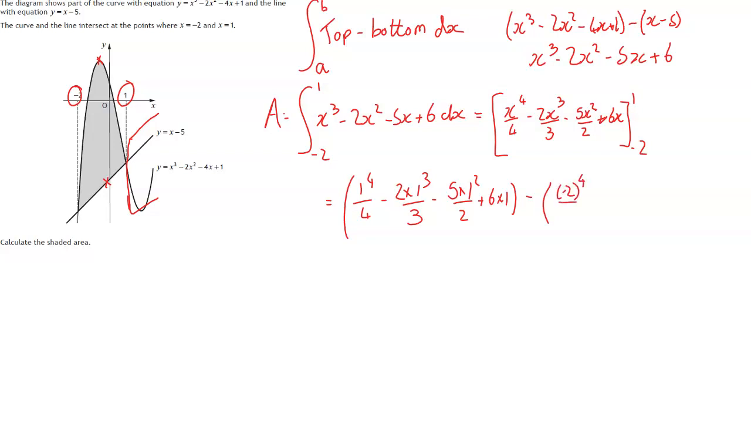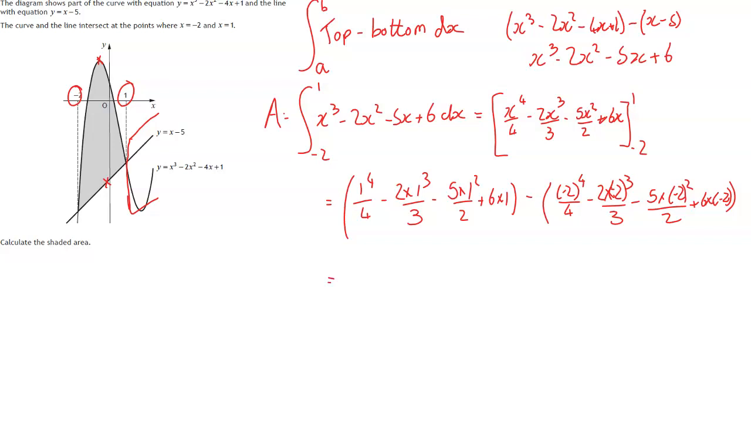-2 to the power of 4 over 4, minus 2 times -2 cubed over 3, take away 5 times -2 squared over 2, plus 6 times -2. So what we now do is we take that, work it all out, get a full final answer together. We can use our calculator for this because remember this one's in a calculator paper.